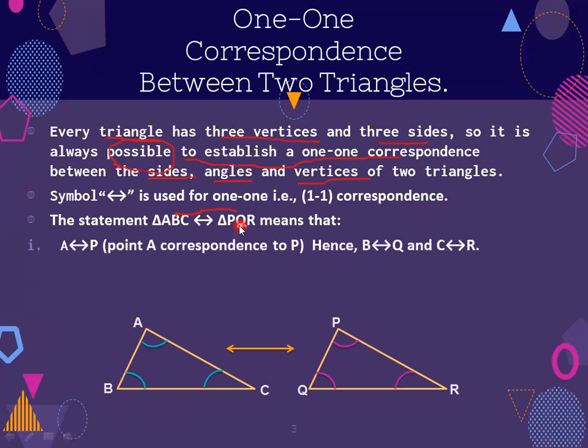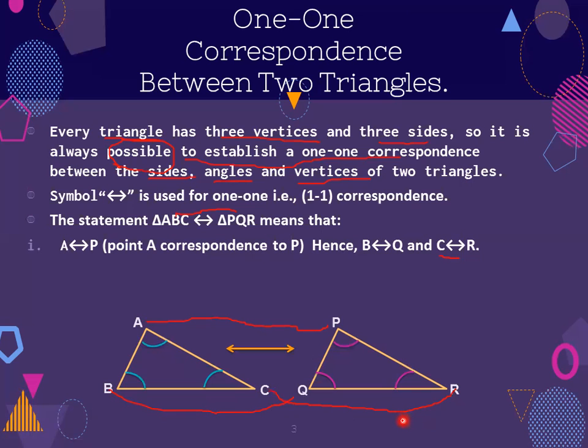It means that point A, or you can say vertex A, is corresponding to P, just like here. This A will be corresponding to this P. Hence point B will be corresponding to Q, and point C will be corresponding to R. So it is said to be a one-to-one correspondence.